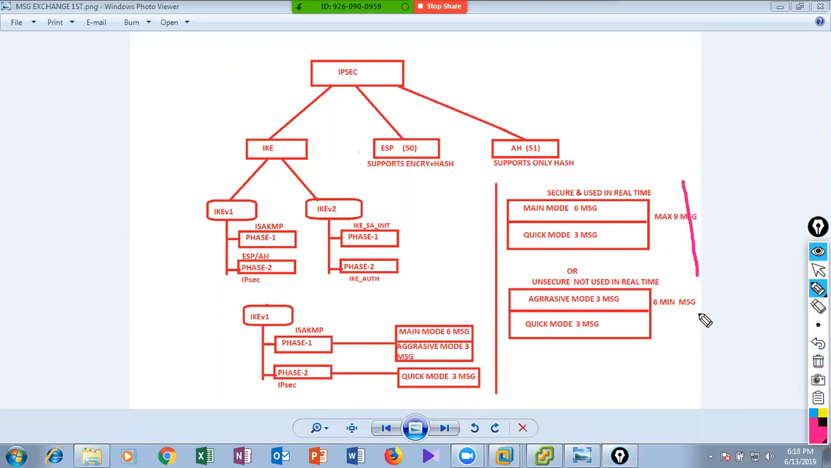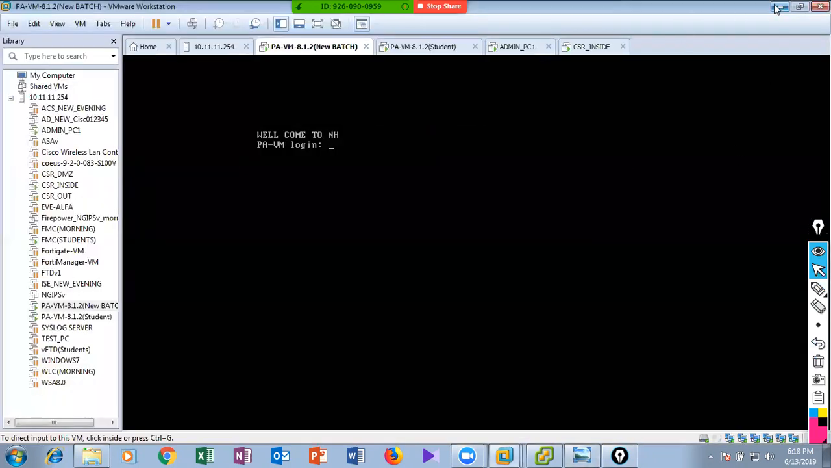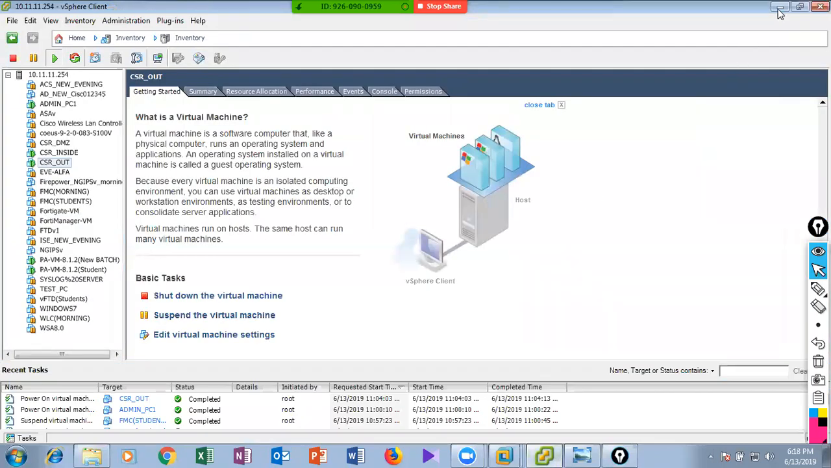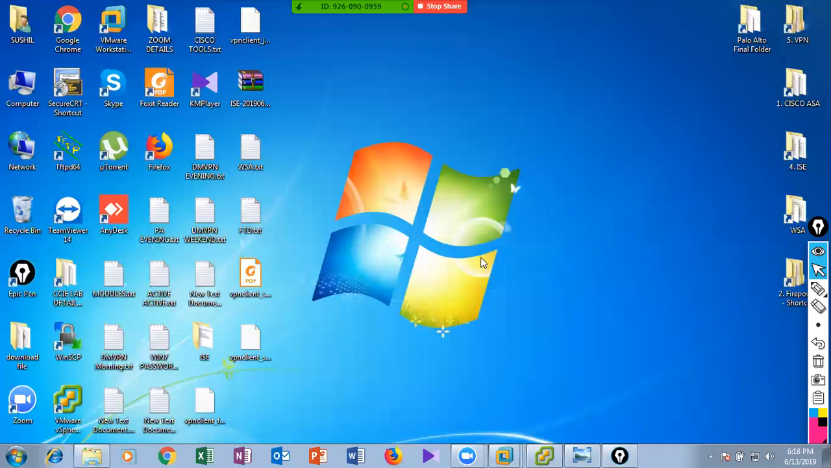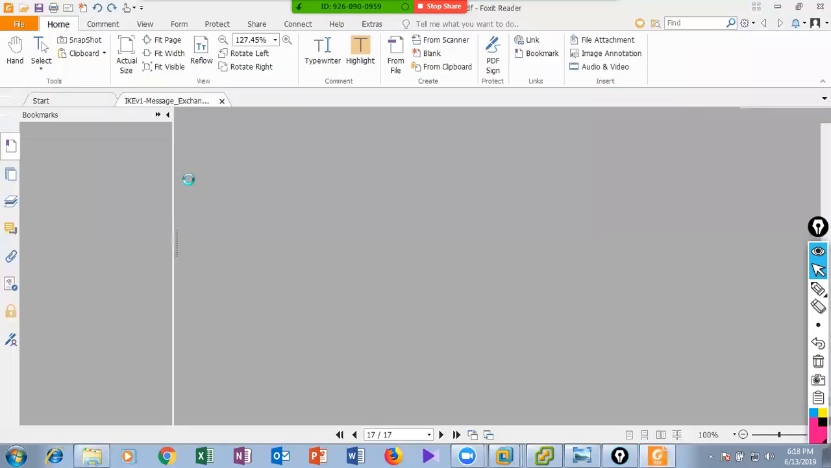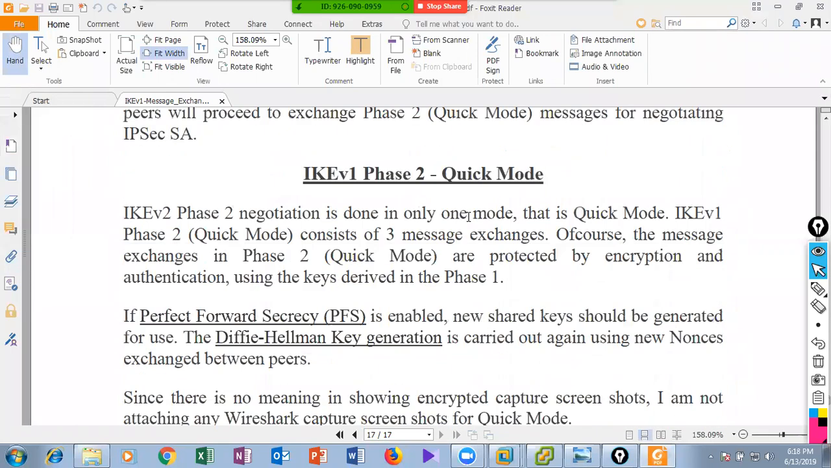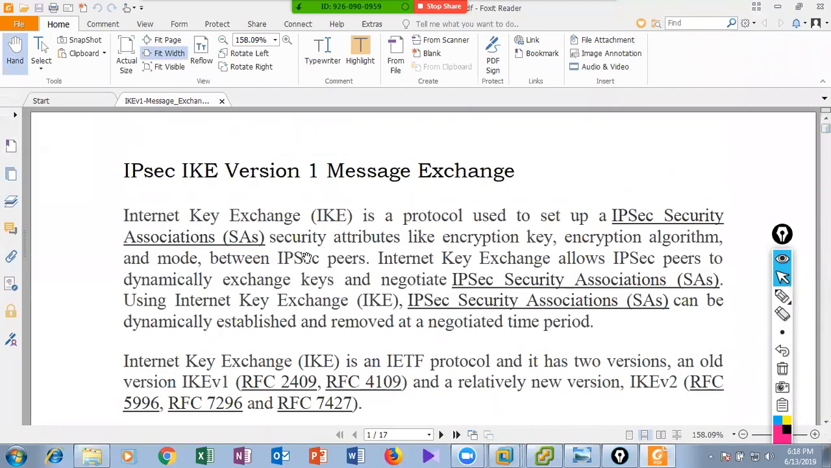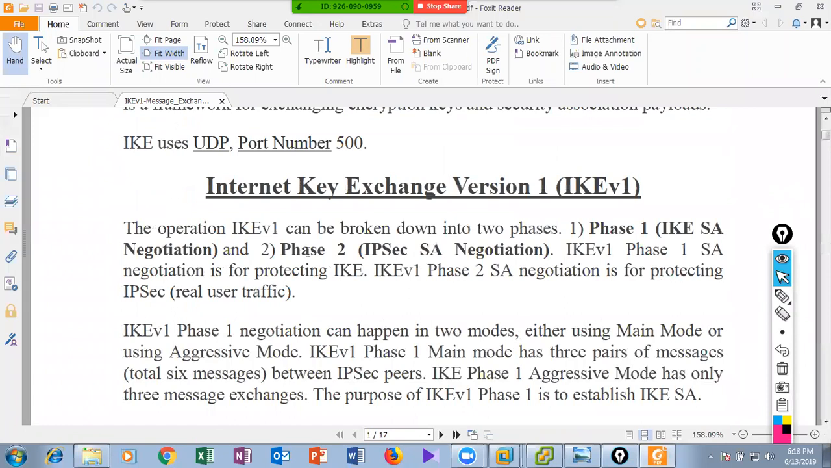So I told you we'll discuss the message exchanges. So let's discuss the message exchange over here. About the message exchange. You can see Internet Key Exchange version 1.